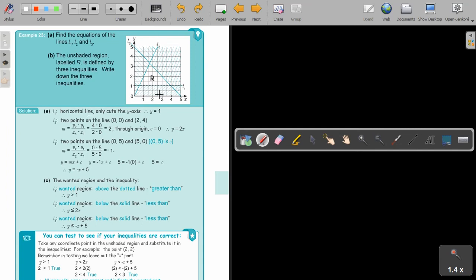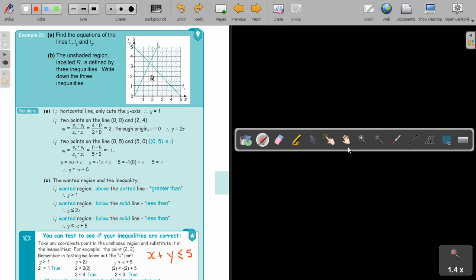This one is smaller, and it's solid, so smaller and equal. And then the last one is smaller, and it's solid, so it's also x plus y. You can write it like this also: x plus y is smaller and equal to 5. It doesn't matter if it's on that side.